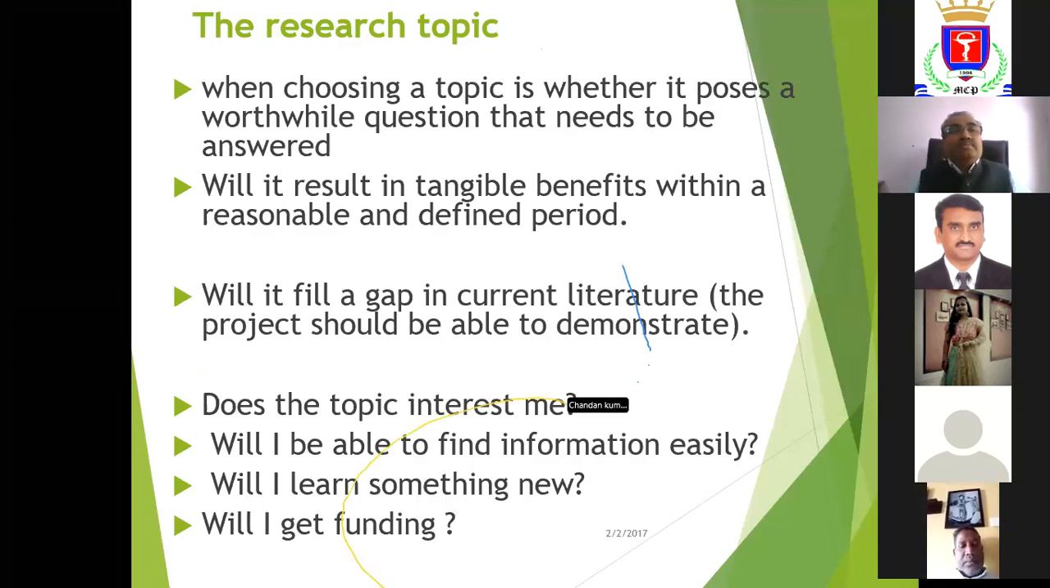Okay, then research topic, we see that when choosing a topic, whether it possesses a worthwhile question that needs to be answered, whether it is worth or not. Will it result in tangible benefits within a reasonable and defined period or not? That we should know. Will it fill the gap in current literature? The project should be able to develop important points, that yes, this will help in reducing the treatment of such and such disease or disorder. Yes, this will help in identifying or diagnosing this type of disease or disorder.